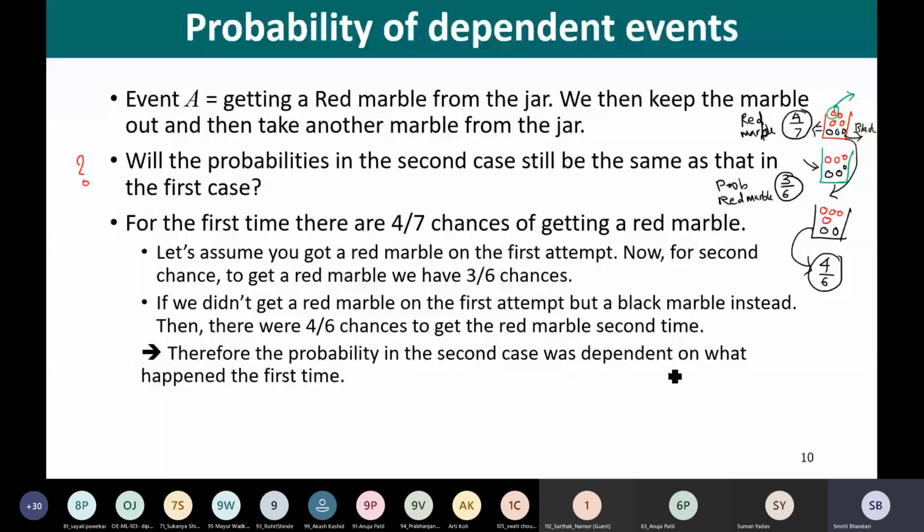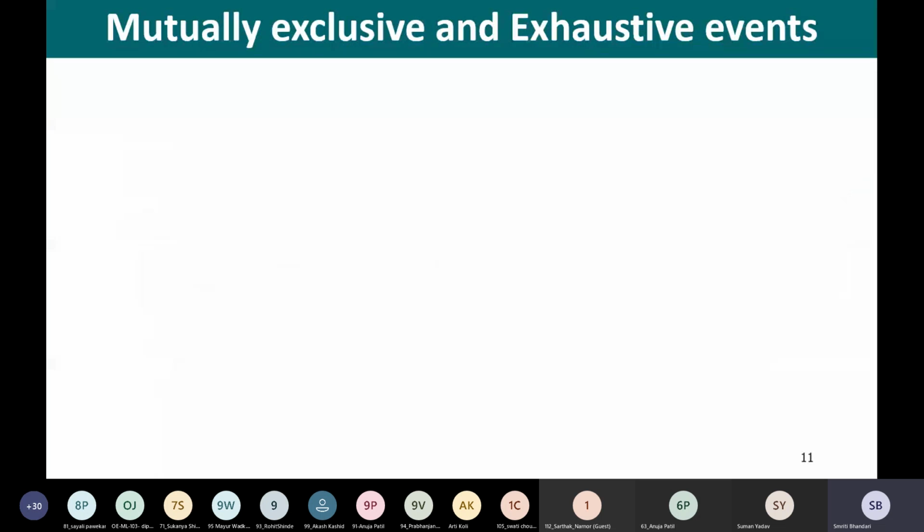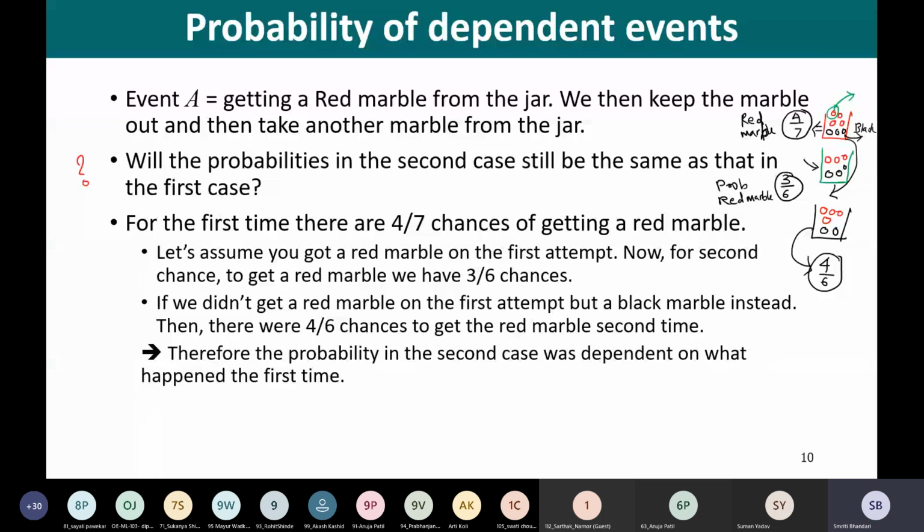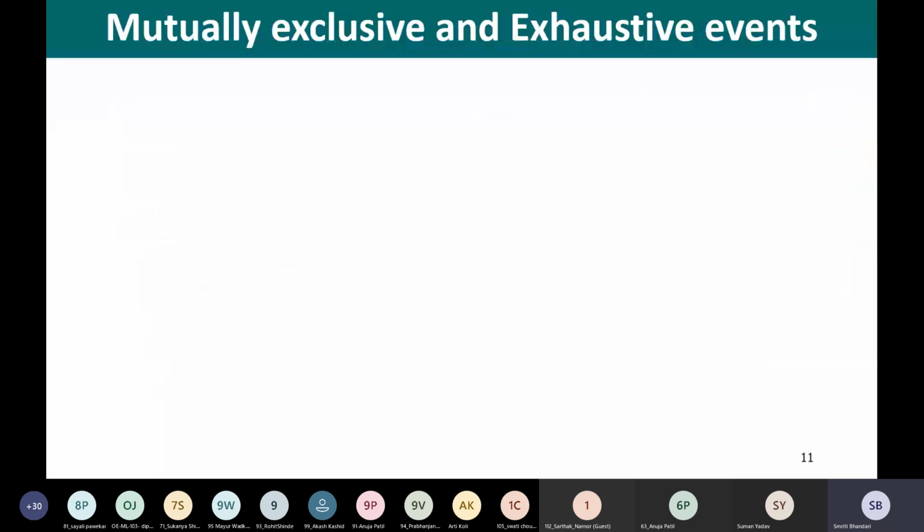That means the probability in the second case was dependent on what happened the first time. Right? So these events are the dependent events. Got it? Yes, ma'am. Fine.